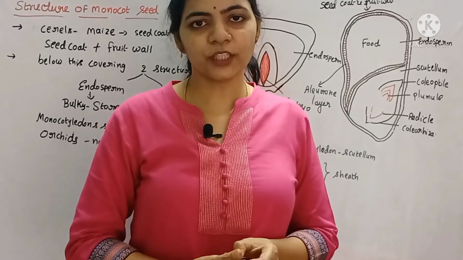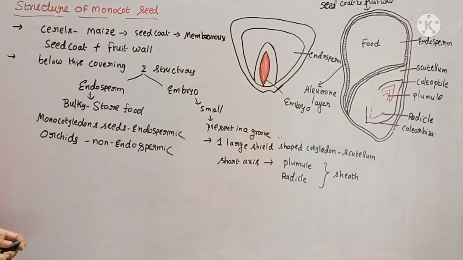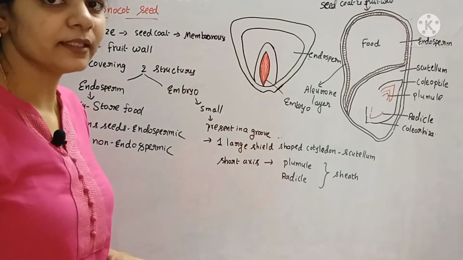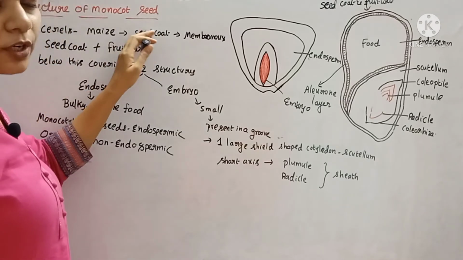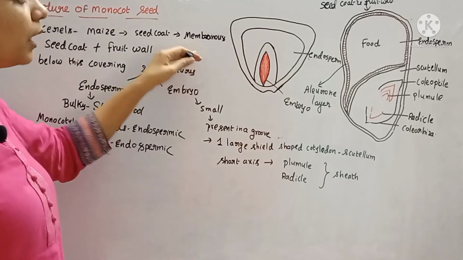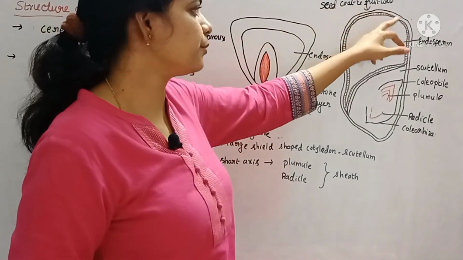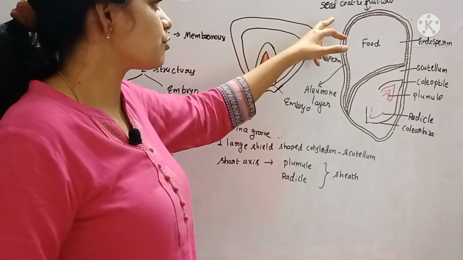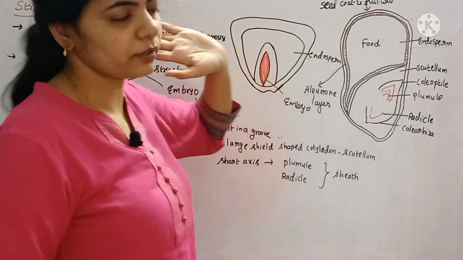In this video, we are going to study about the monocot seed. Examples of monocots are the cereals, right? In cereals such as maize, the seed coat of the maize is highly membranous in structure. Here, the seed coat and fruit wall are both fused. The outer covering consists of the seed coat, and the seed coat is fused with the fruit wall.